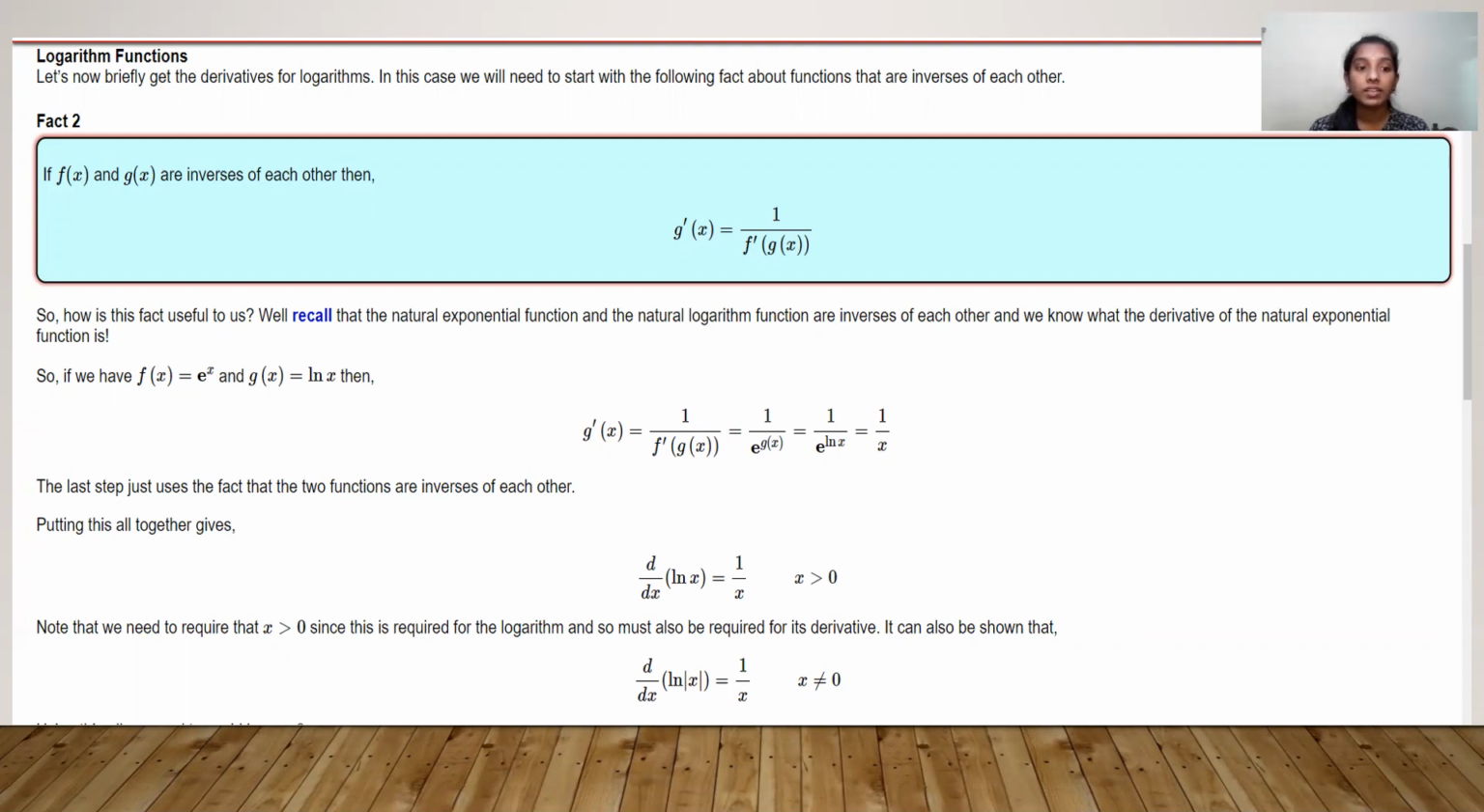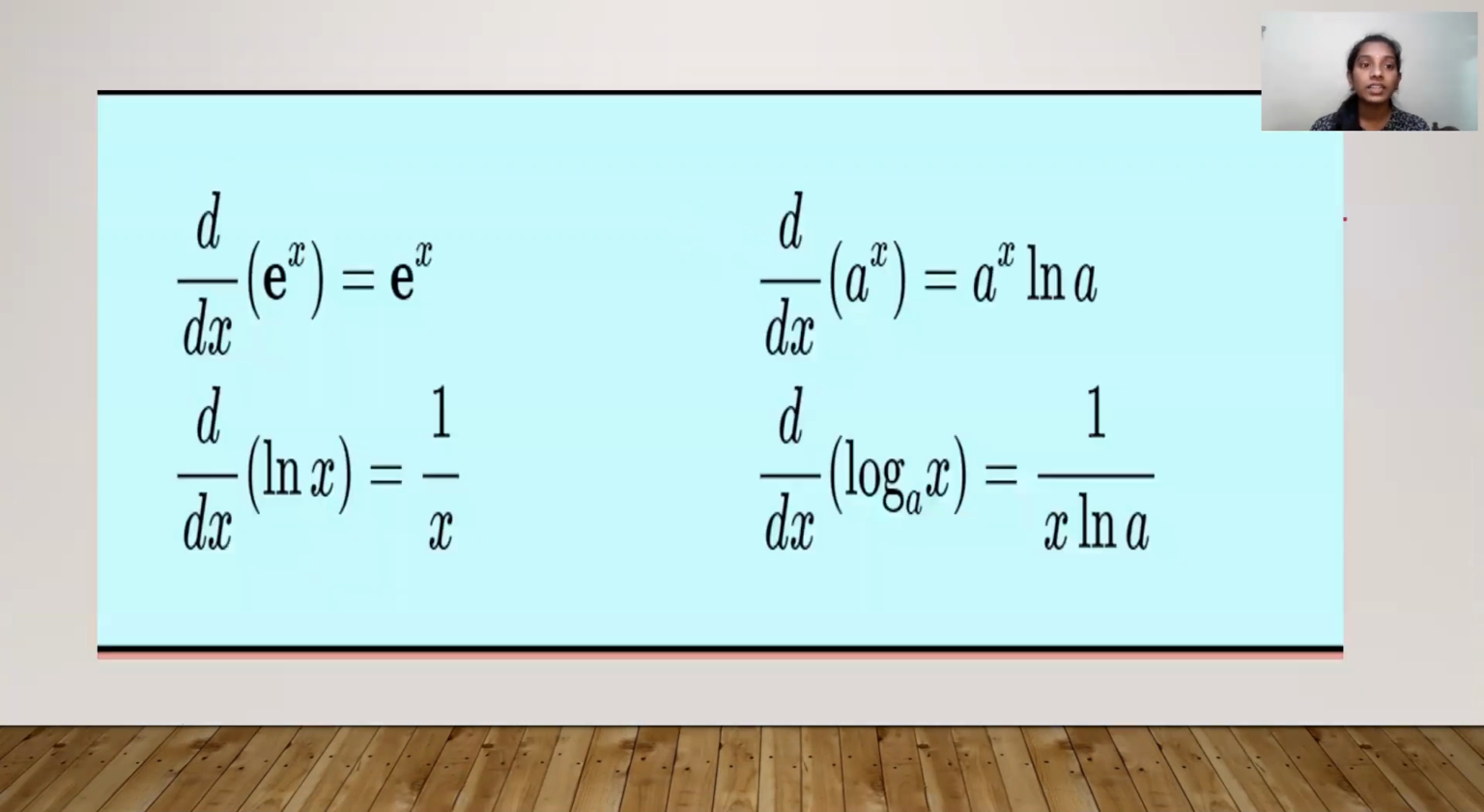We can conclude that the derivative of the logarithmic function log x is 1 by x. We need to require that x is greater than 0, since this is required for the logarithmic function, and so must also be required for its derivative. It can also be shown that the derivative of log mod x is equal to 1 by x, where x is not equal to 0. Here we can conclude that the derivative of e power x is e power x, the derivative of a power x is a power x log a, the derivative of log x is 1 by x, and the derivative of log x with base a is 1 by x log a.